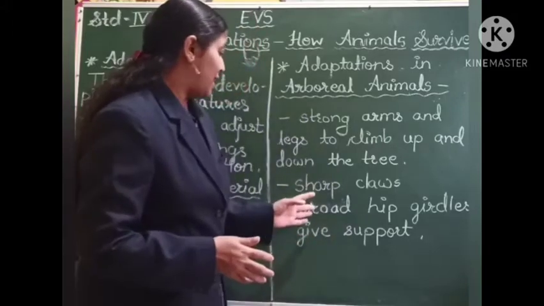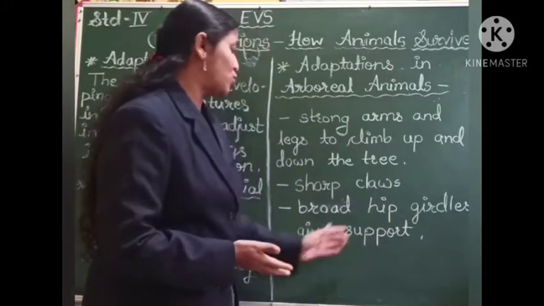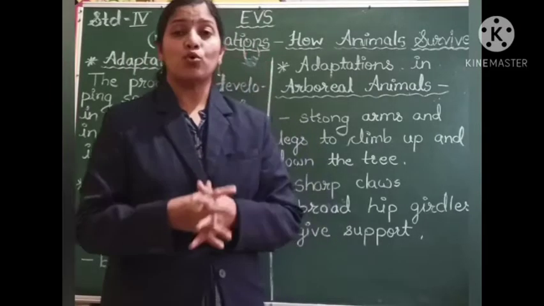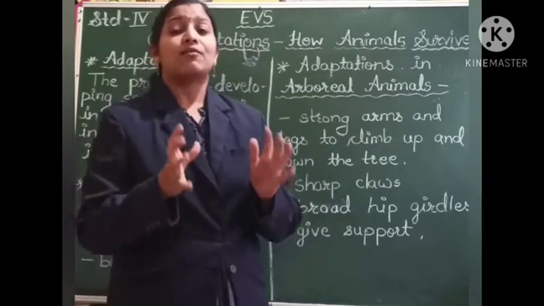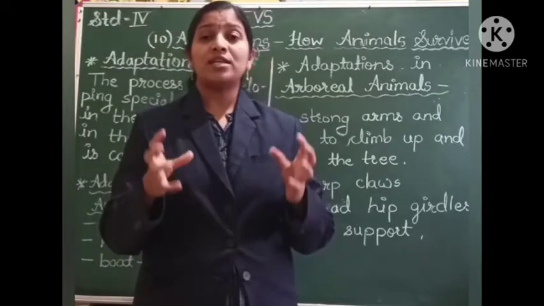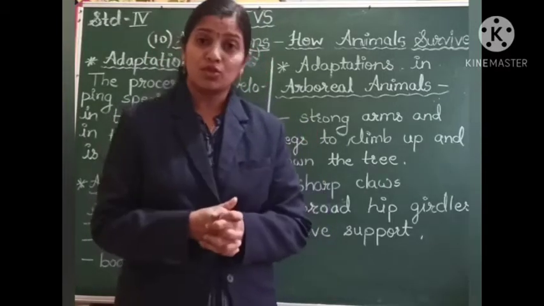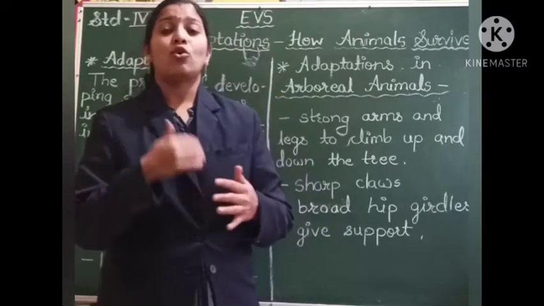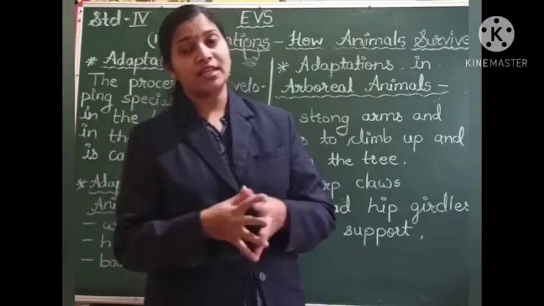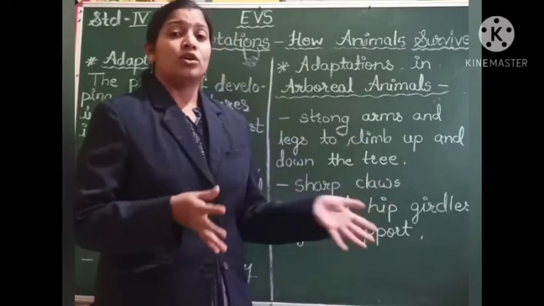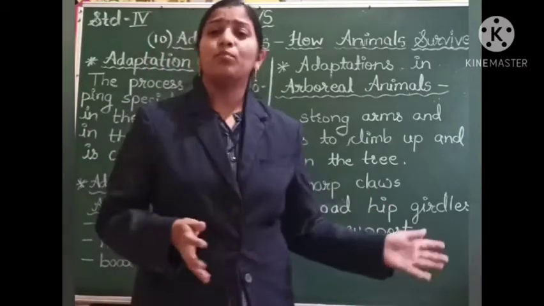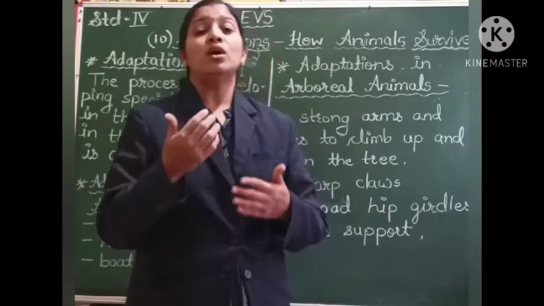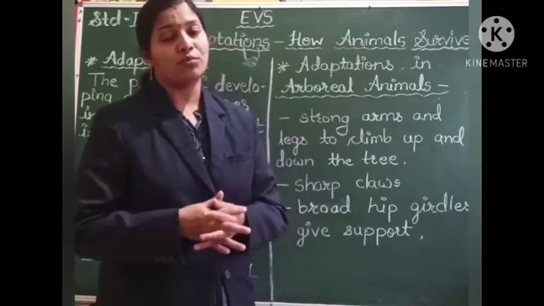Also they have broad hip girdles which give support to them when they are climbing on the trees. The hip bones of all these animals are very strong. The joints of the hip bones are very strong, which give support to them when they are climbing a high tree or whenever they are getting down from the high tree. In short, we can say that the bones of these animals are very strong, which help them to climb up and get down from the tree.